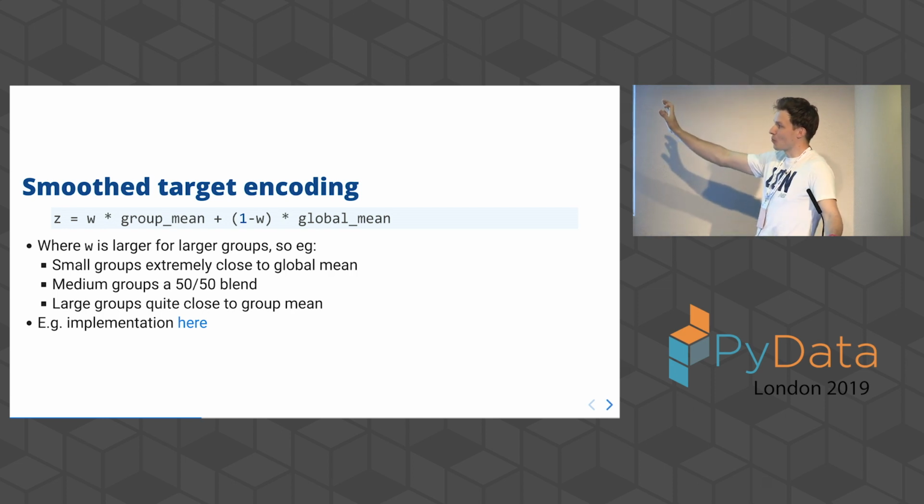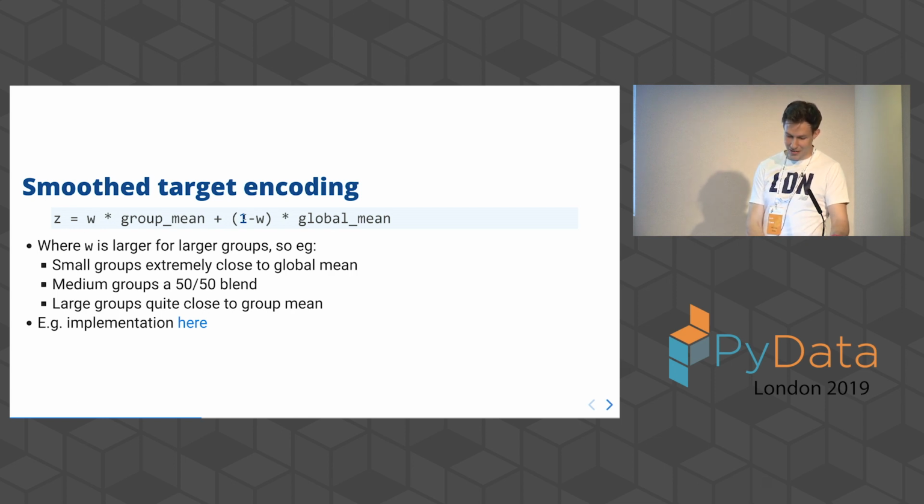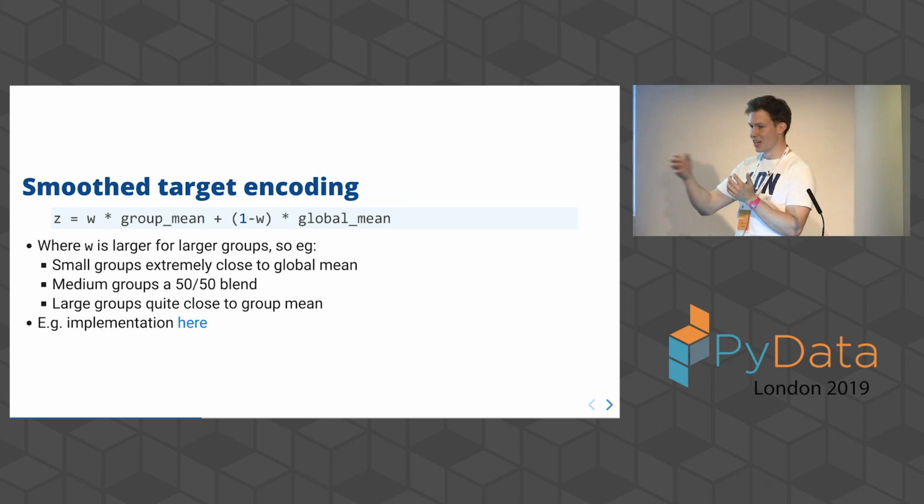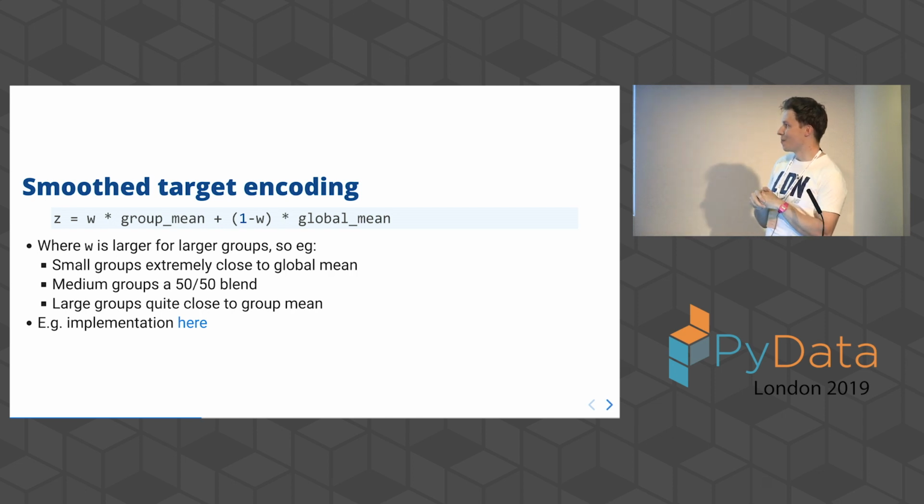It's not exactly this formula that's used in different cases, but it's this basic idea, and generally W will go up for larger groups. So for a quite small group, maybe W is 10% and 1 minus W is 90%, so it's quite close to the global mean. And then as the size of the group increases, you put more and more weight on the group mean. It makes intuitive sense because the smaller the sample, the noisier that sample is going to be, and the less you can trust that group mean.